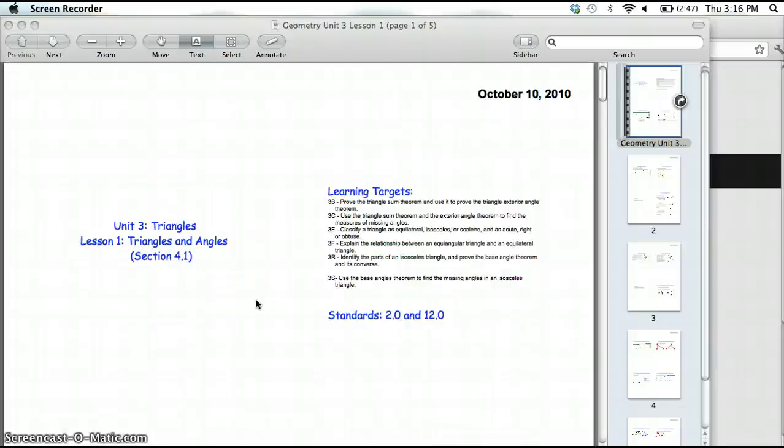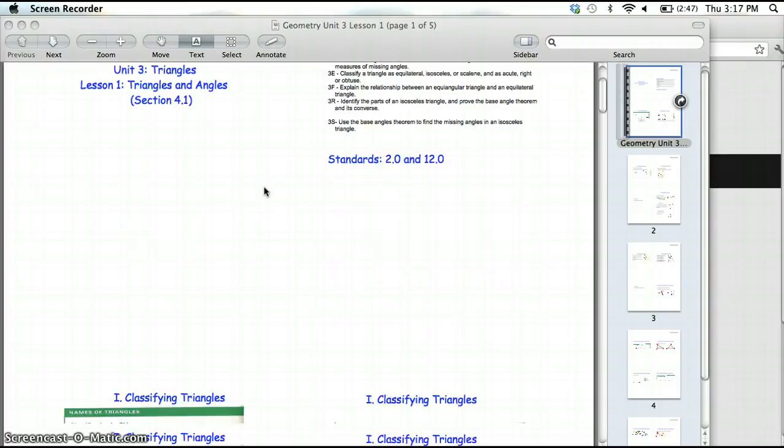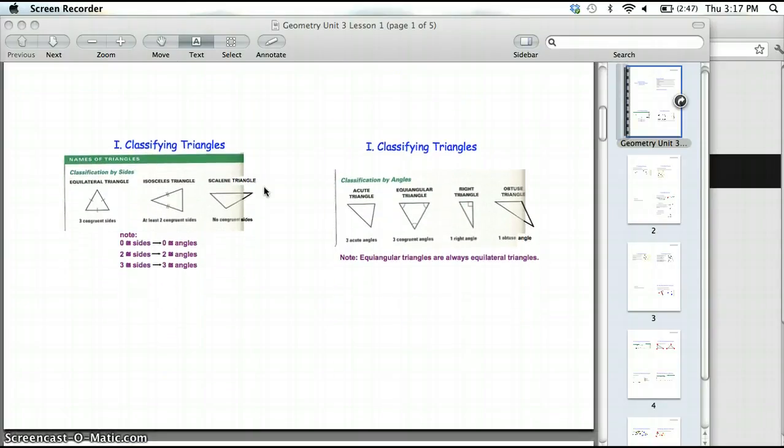Okay, so we're starting with lesson 1, unit 3. Now we're going to be talking about triangles and angles. So the first thing we're going to do is classify triangles. The first set of triangles are equilateral triangles.